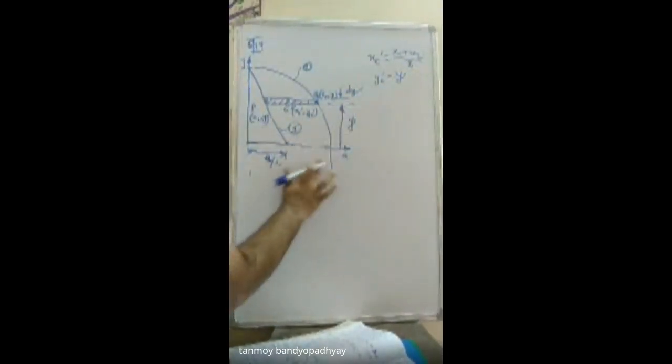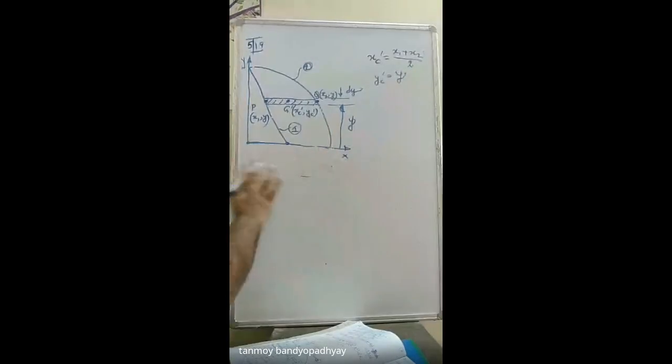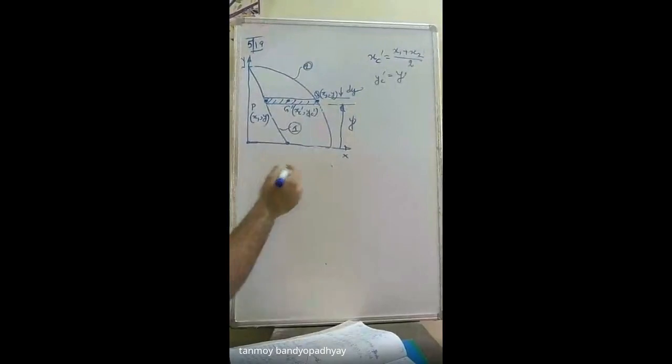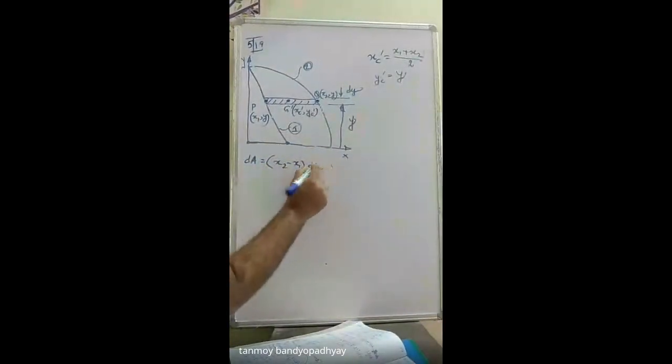So now let's start the problem. So initially we have to find out, let's just see how it proceeds. The elemental area dA should be equal to x2 minus x1 into dy. I hope you can understand.